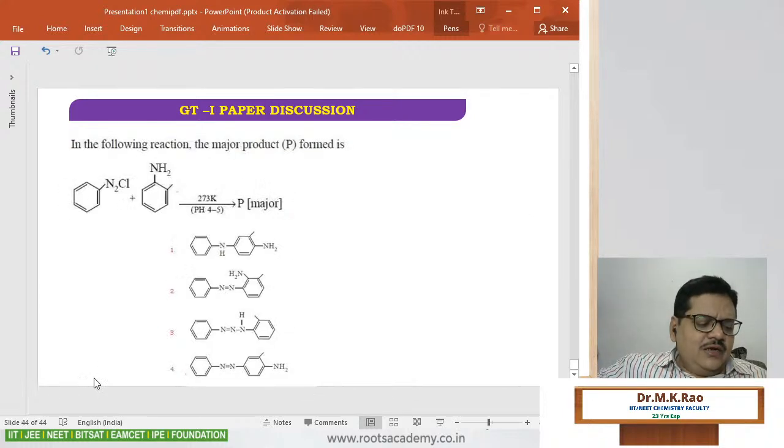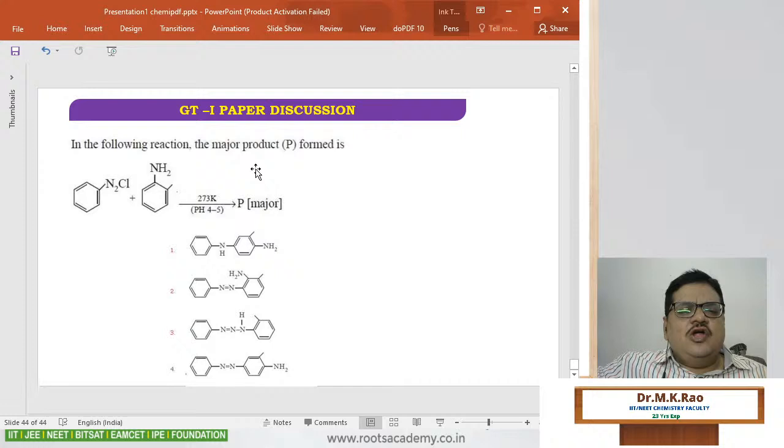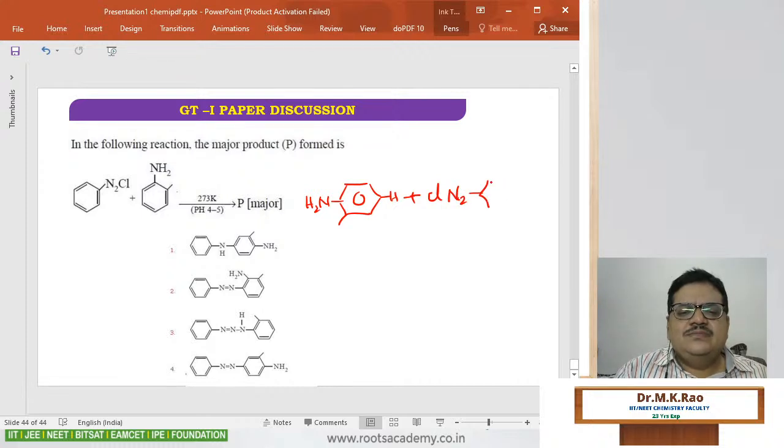Next, question number 160. In the following reaction, what is the major product formed? See, it is a diazo coupling. This is a very interesting and important question. Why? Because here we have benzene diazonium chloride and aniline connected by methyl. This hydrogen reacts with benzene diazonium chloride, HCl is going out, and it forms diazo coupling.